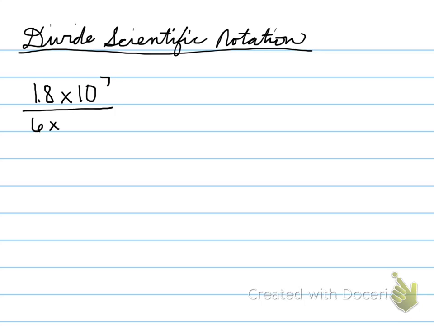Here's a review of dividing scientific notation. For the first example, we have 1.8 times 10 to the 7th power divided by 6 times 10 to the 3rd power. First thing you do is take off those first two numbers and make their own fraction, 1.8 divided by 6. Then we'll multiply that times 10 to the 7th over 10 to the 3rd, which we can use our properties of exponents to simplify.